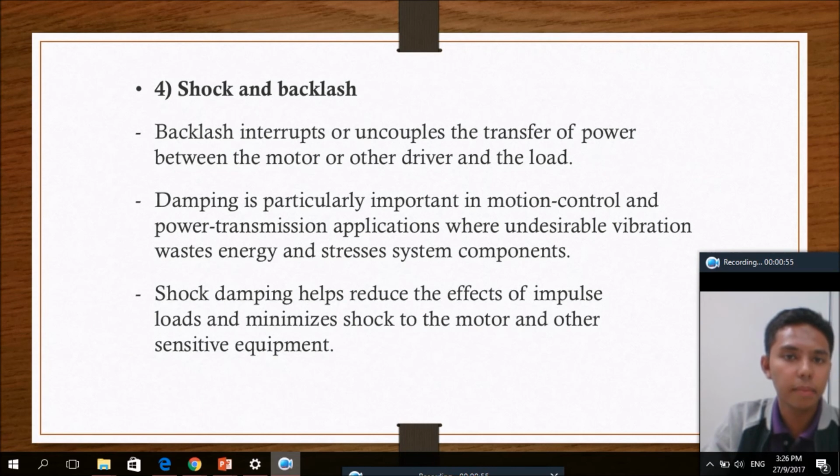Shock and backlash. Backlash interrupts or uncouples the transfer of power between the motor or other driver and the load. Damping is particularly important in motion control and power transmission applications where undesirable vibration wastes energy and stresses system components. Shock damping helps reduce the effect of impulse loads and minimize shock to the motor and other sensitive equipment.